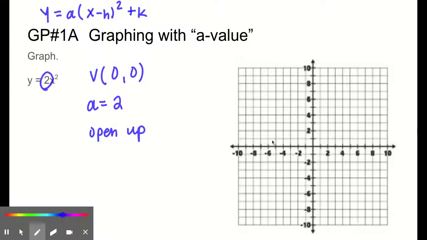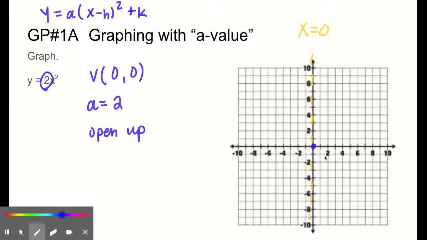So let's start by putting our vertex at (0, 0). Let's go ahead and sketch our axis of symmetry through the vertex and write the equation x equals 0 for the axis of symmetry.